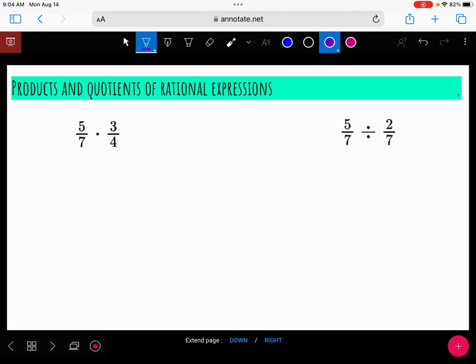All right, so that's not what we're talking about today. We are going to be talking about products and quotients of rational expressions. So fractiony things with x's, top and bottom, or top or bottom, things like that. In order to do that, we need to remember how to multiply and divide fractions.